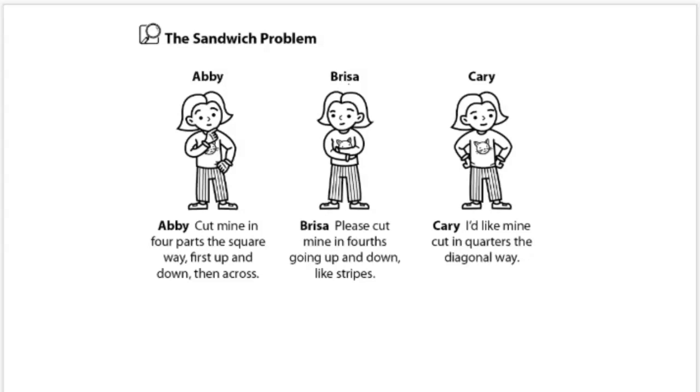As I read their responses, I want you to think about how each girl's sandwich will look when it's cut. Abby says, "Cut mine in 4 parts the square way. First up and down, then across." Brissa says, "Please cut mine in 4ths going up and down like stripes." Carrie said, "I'd like mine cut into quarters the diagonal way."